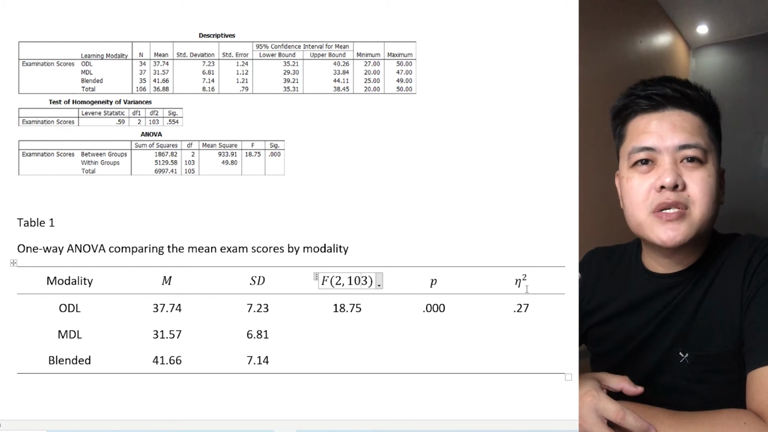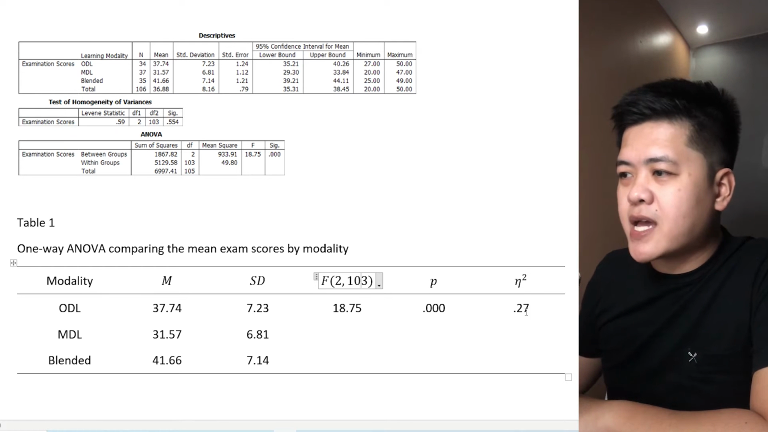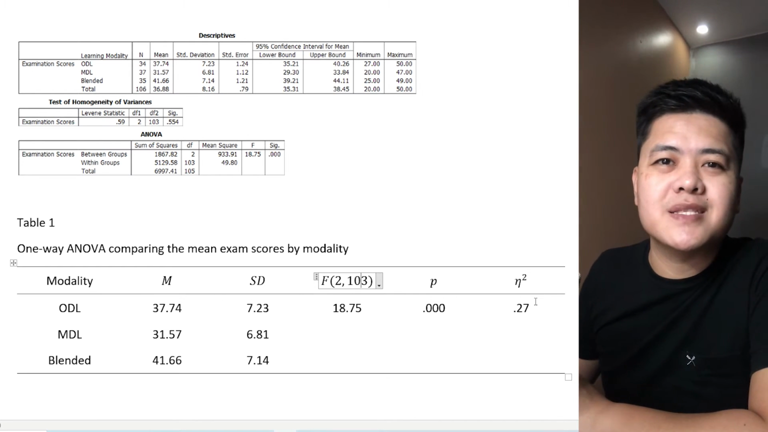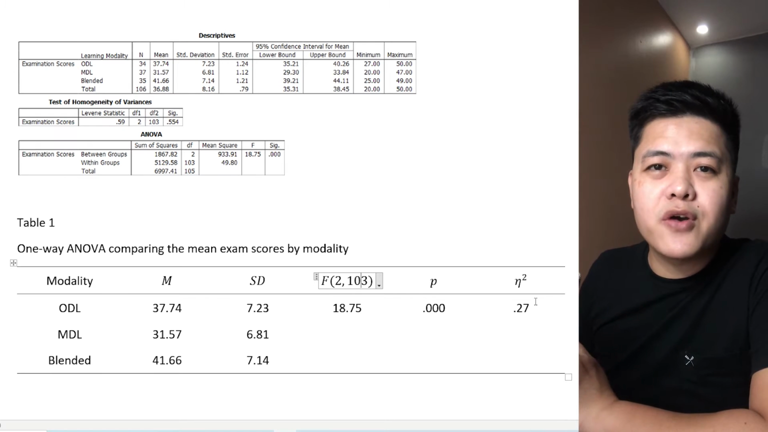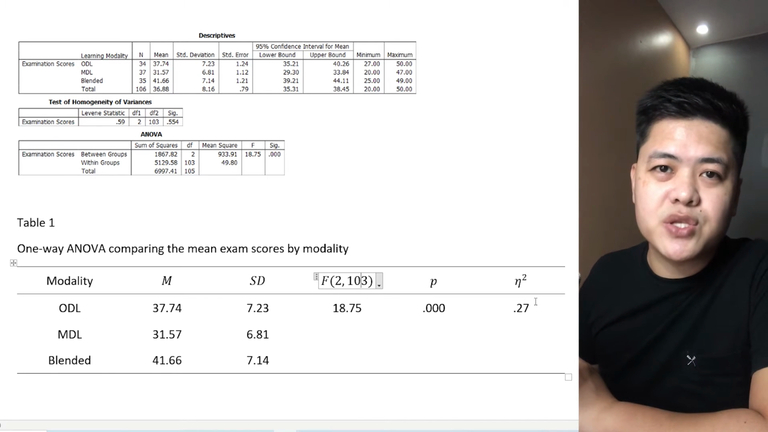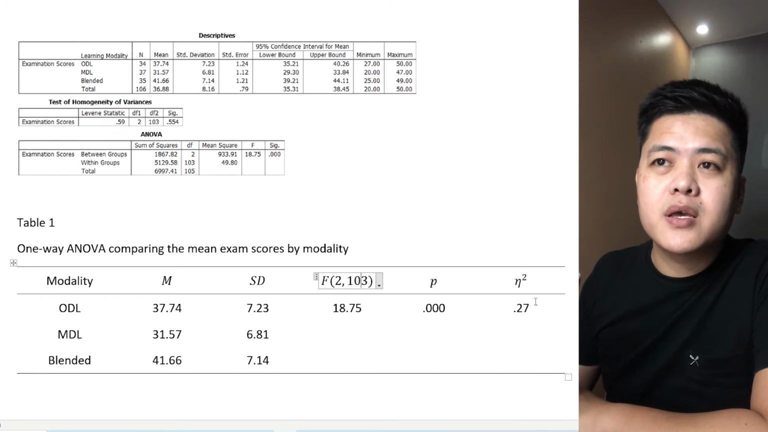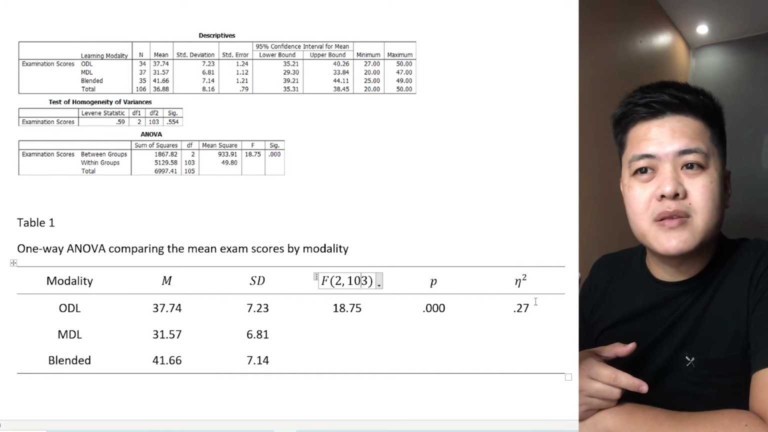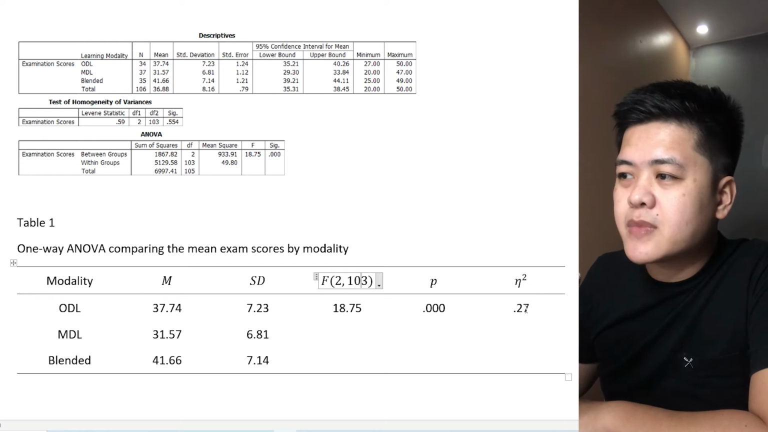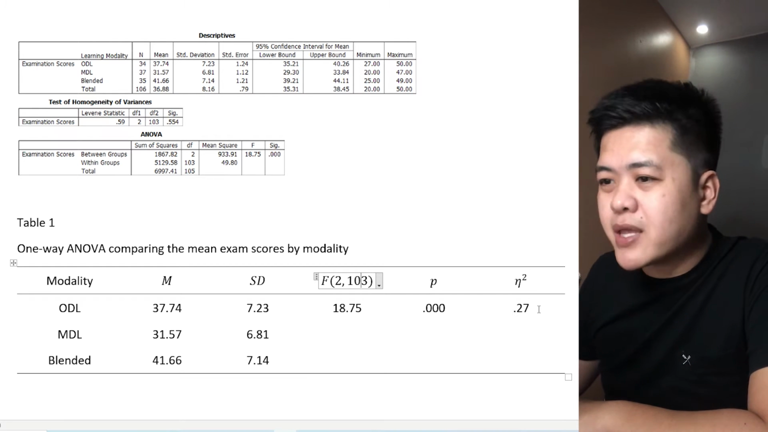How do you get this? Partial eta squared. This is the overall effect size. It will tell you how many percent of the total variation, or the variation in scores, in this case mean scores, is accounted for by the independent variable. In this case, types of modality. So in this case, 27%. How do you get this?